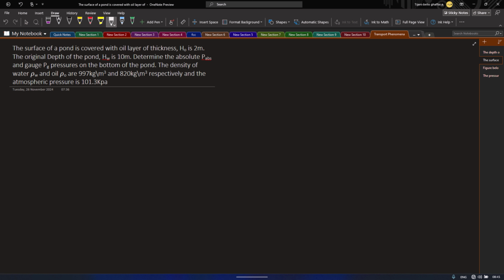The surface of a pond is covered with an oil layer of thickness 2 meters. The original depth of the pond is 10 meters. Determine the absolute pressure and gauge pressure on the bottom of the pond. The density of water and oil are 997 kilogram per meter cube and 820 kilogram per meter cube respectively, and the atmospheric pressure is 101.3 kilopascal, which is constant.